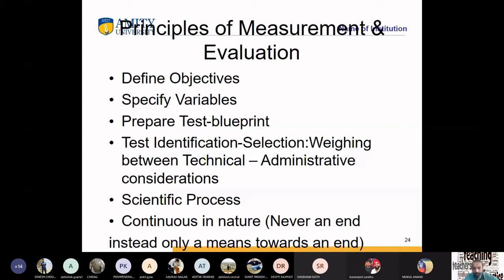After setting the objective, they have defined the variables, and on the basis of those variables, they have prepared the test blueprints, because these are principles. Once you have the test blueprints, for a particular variable you may have more than one option. When you have more than one option, most of you have rightly asked why you chose a particular test, because some tests were administratively feasible in terms of time, money, and effort, or some tests were technically strong.